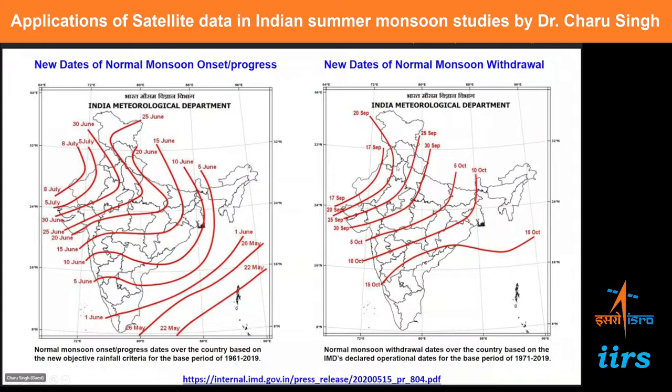And gradually we can see that the monsoon season ends over India by 15th of October. So these two are the climatological maps of these two dates. The base data for the onset date is from 1961 to 2019, whereas for the withdrawal, IMD has used data from 1971 to 2019.